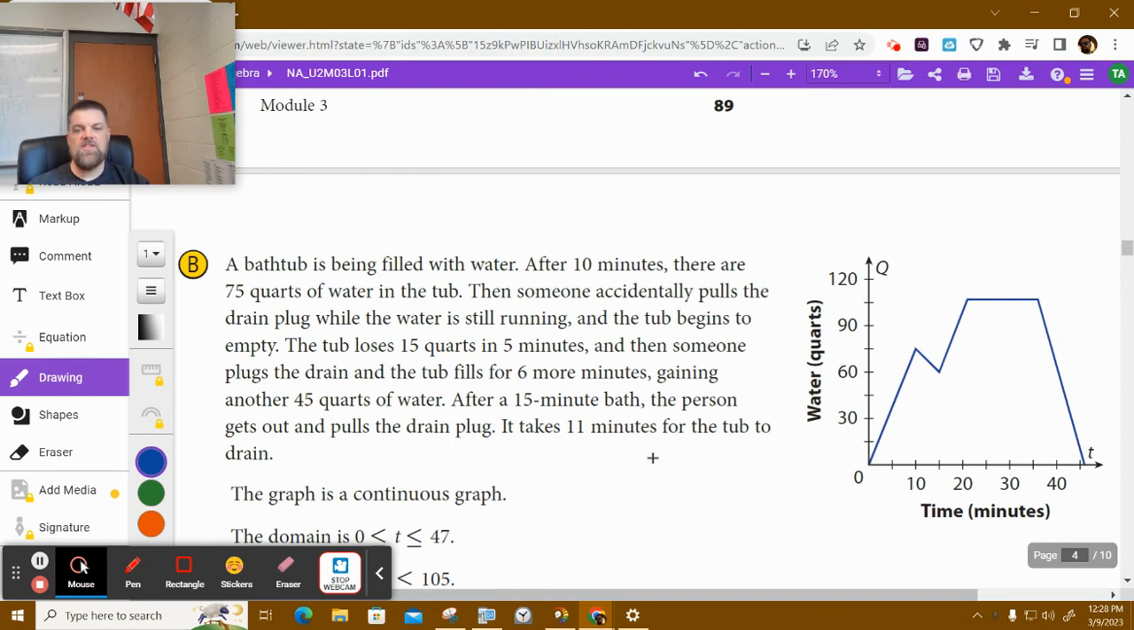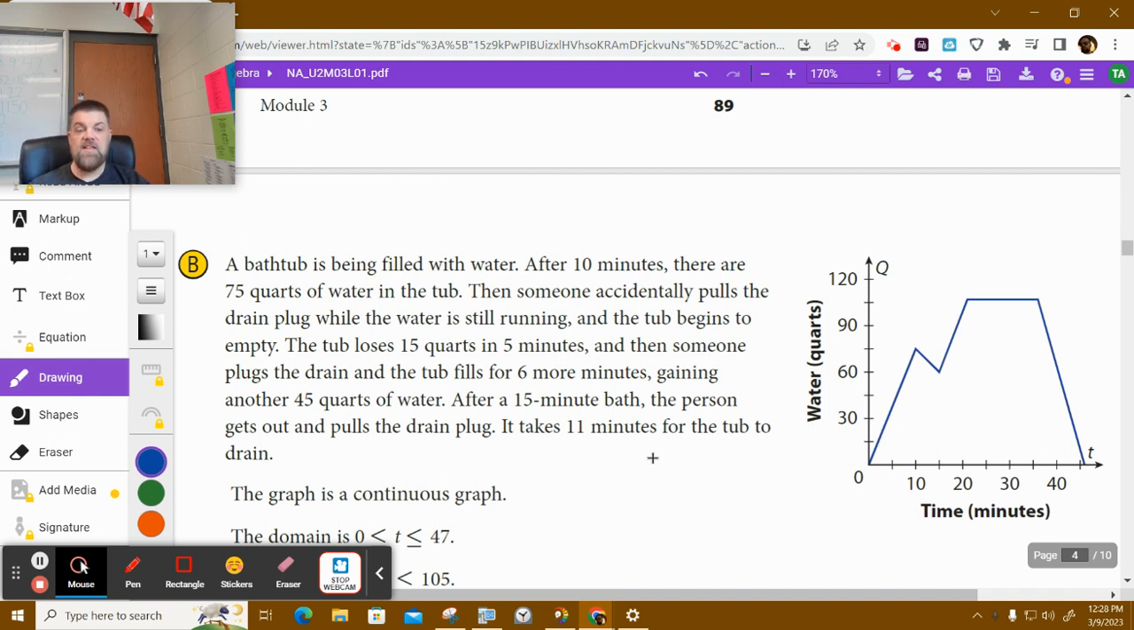All right, so let's look at this next equation. Well, I shouldn't say equation. Let's look at this next relationship. So it says that a bathtub is being filled with water. After 10 minutes, there are 75 quarts of water in the tub.